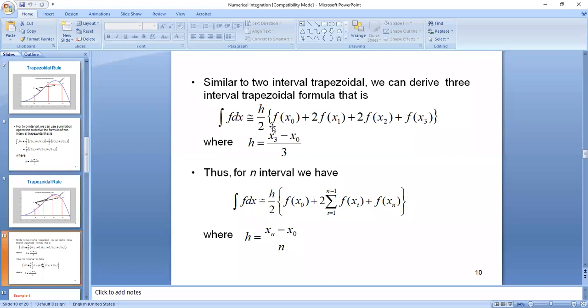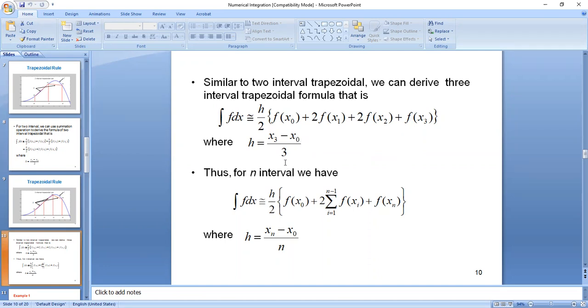This was already pre-derived, class, the formula that I'm going to show you for 3 interval trapezoids. So you have f of x sub 0, and then 2 times f of x sub 1 plus 2 times f of x sub 2 plus f of x sub 3. Your h here is x sub 3 minus x sub 0, divided by 3.